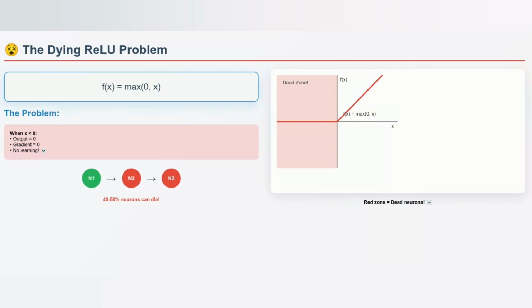Here's what happens. When inputs to a ReLU neuron become negative, the output is 0. And here's the kicker. The gradient is also 0. During backpropagation, these 0 gradients mean no learning happens. The neuron essentially dies. It never activates again, no matter what input you give it. In extreme cases, you might find that 40 to 50% of your neurons are dead. That's like having half your brain shut down during an exam. This leads to reduced model capacity, slower convergence, and sometimes complete training failure.